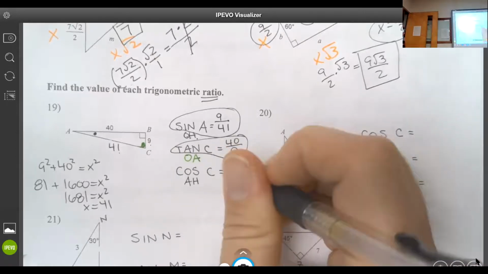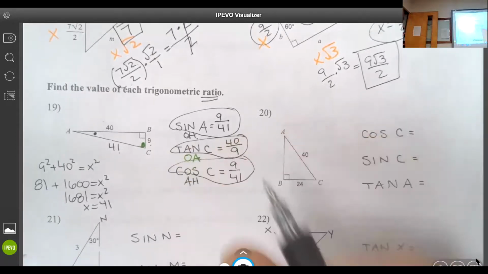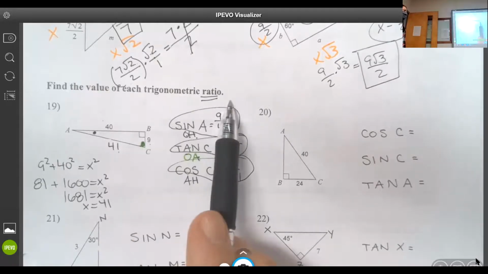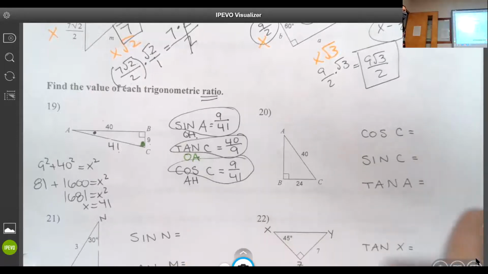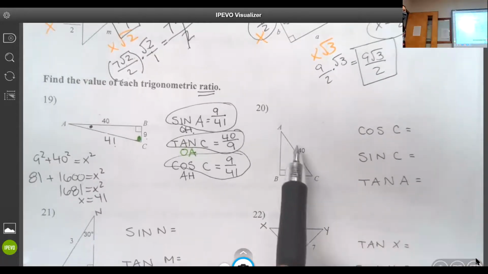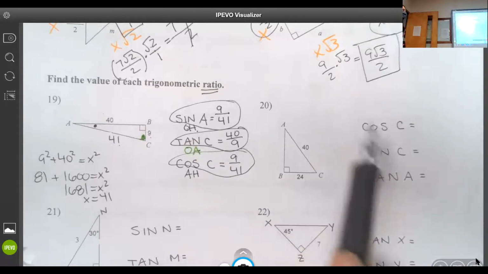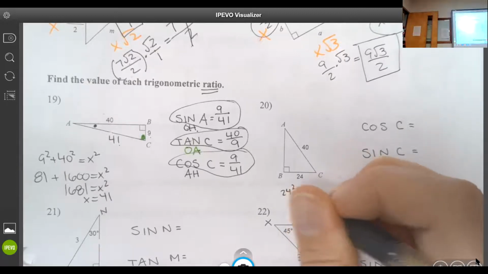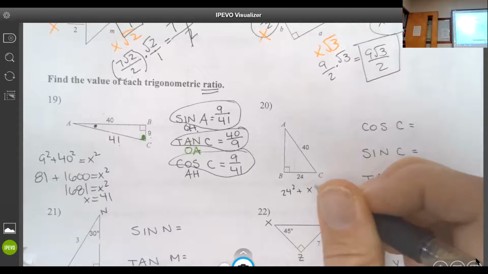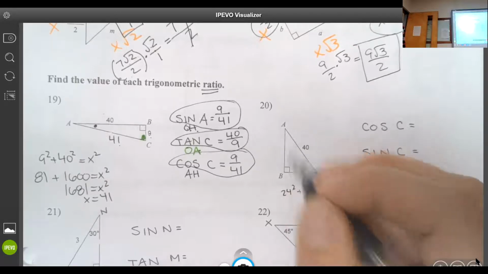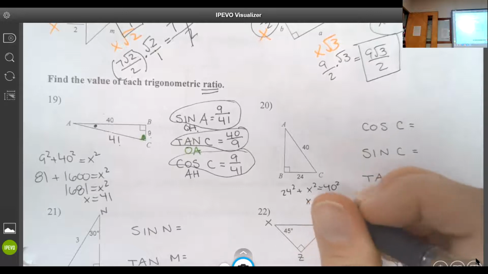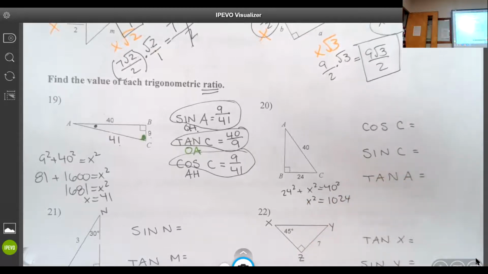Okay, so this is literally just writing the ratio. We're not solving for the angle or anything. We're just writing what is the value of the ratio. We're going to run into the same issue here where we have to find our missing side. So we have 24 squared plus x squared equals 40 squared. We have to find our missing side first. 40 squared minus 24 squared gives us 1024.